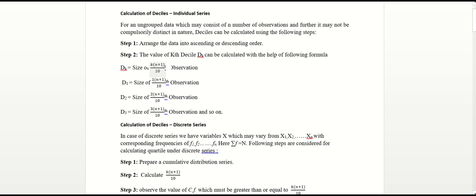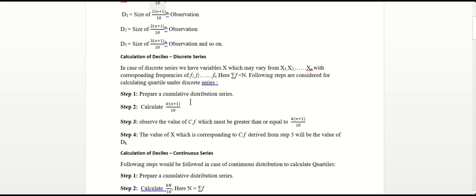Then we have discrete series. In case of discrete series, first we have to calculate the cumulative distribution, the cumulative frequency CF. Then we will calculate k into (n plus 1) by 10, and we will observe a value in CF which is greater than or equal to the k into (n plus 1) by 10th observation. And the corresponding value of x from CF we can pick as the decile, right?